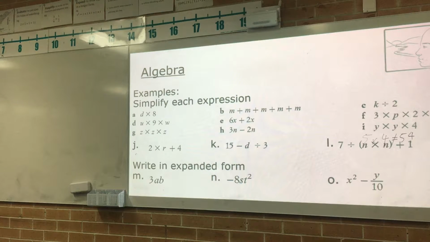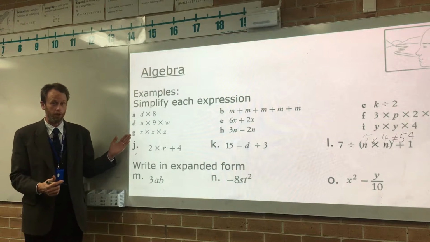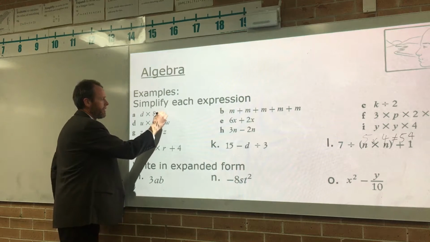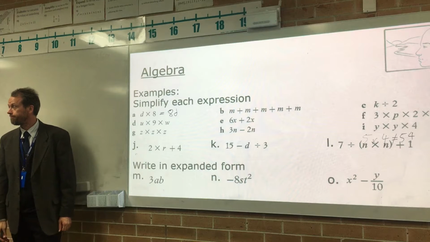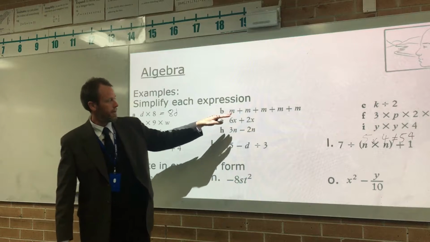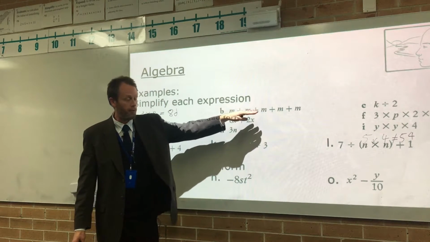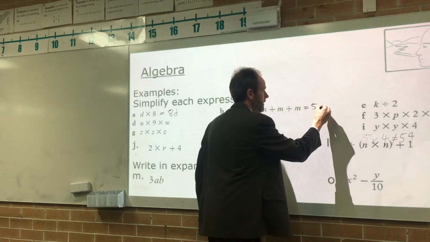On this page you can see I've got a lot of examples. They're really quick and easy for me to work through. Let me show you very quickly, and make sure you're copying these down so you've got it. With d times 8, we can simplify that to 8d. Take out the times, turn it round. If I've got m plus m plus m plus m plus m, we know that's the same as 5 m's, so we can simplify that down to 5m.